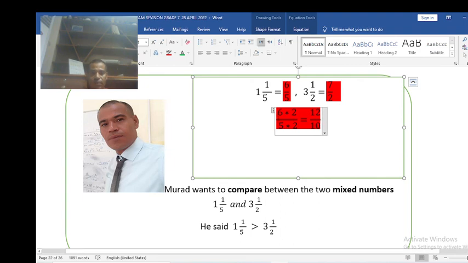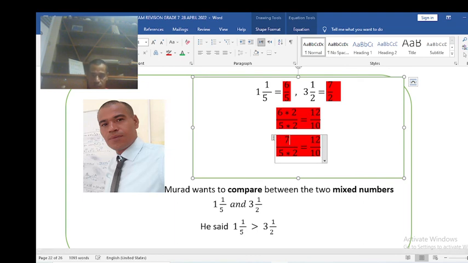For the second one, I will work with 7 divided by 2. This is 7, and this is 2. Clear? I'm going to find the common denominator. I should multiply 2 by 5 and 7 by 5 to get a common denominator. So 7 by 5 is 35, and here 5 by 2 is 10.